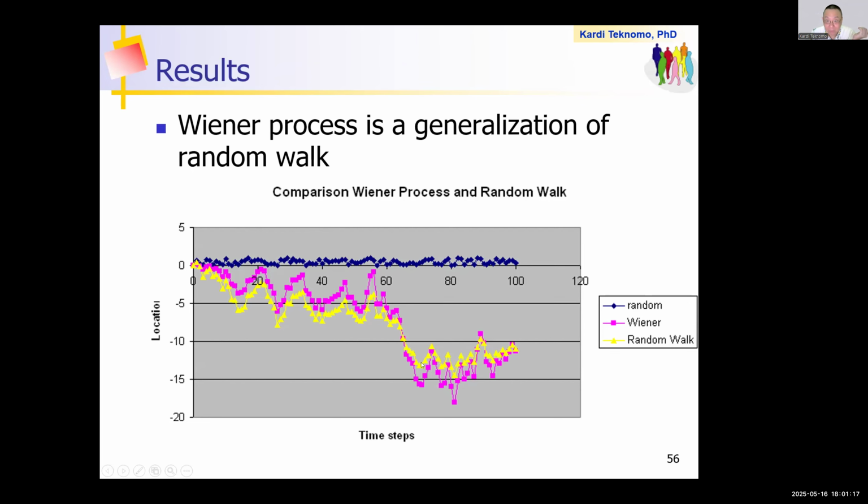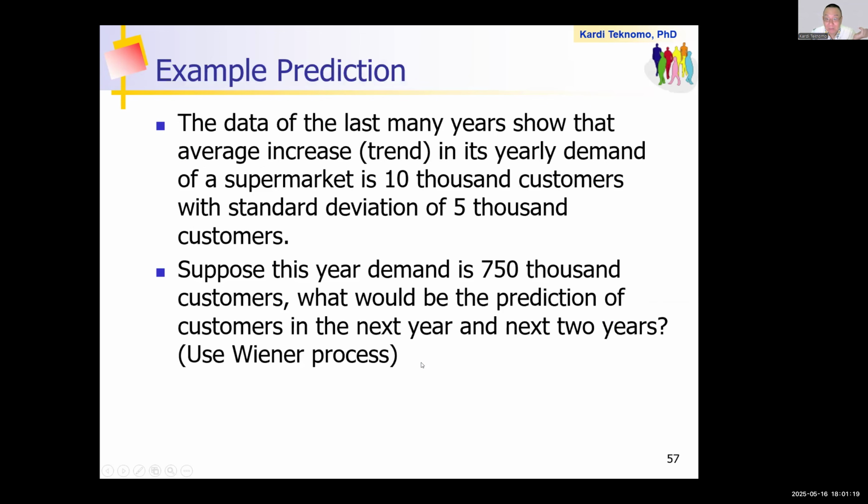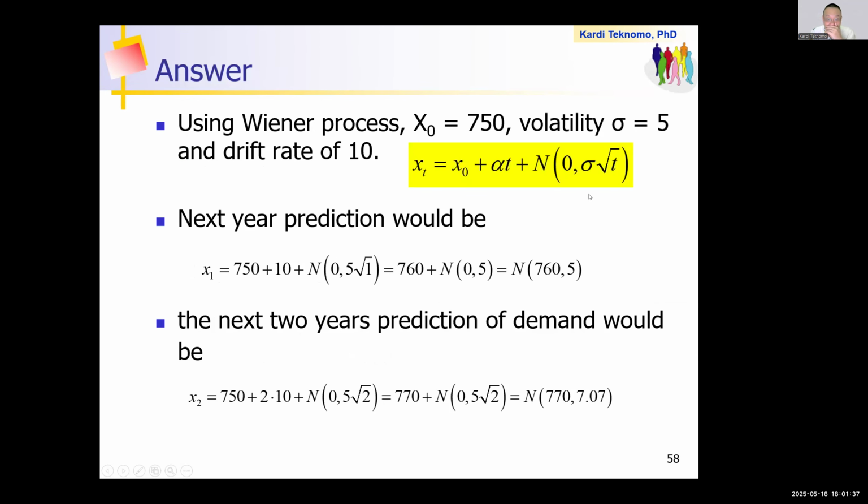Based on this, we can also predict. If you know the average trend, so this one is 10,000 customers, and you know the standard deviation, and you know this year, then you can predict next year and the next 2 years using the Wiener process, based on the formula a while ago. This is the formula of the Wiener process. Then you can just plug in the numbers.